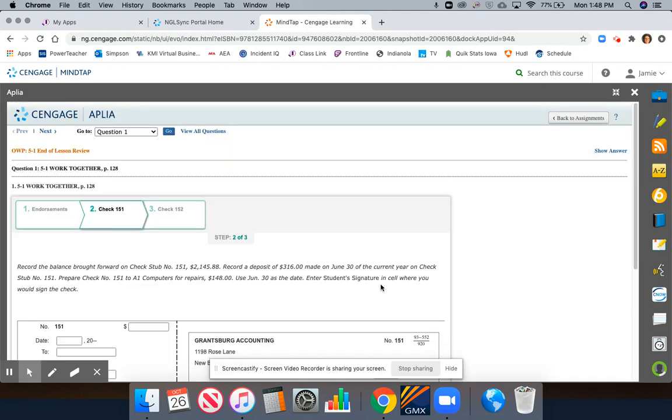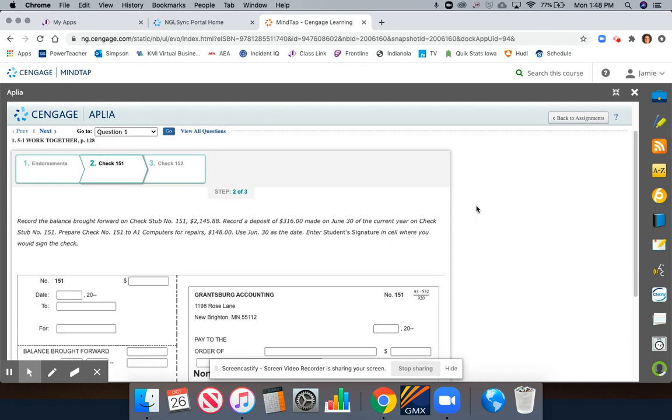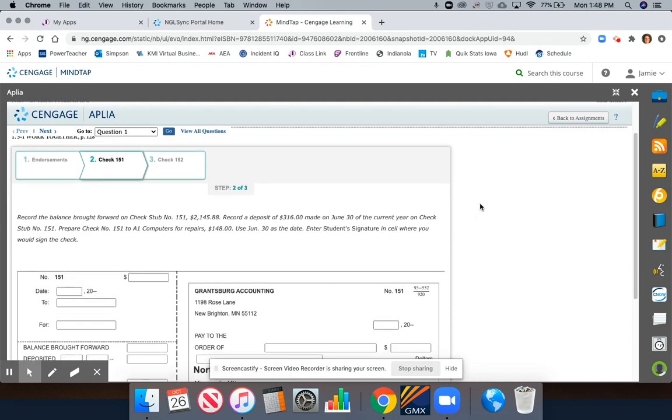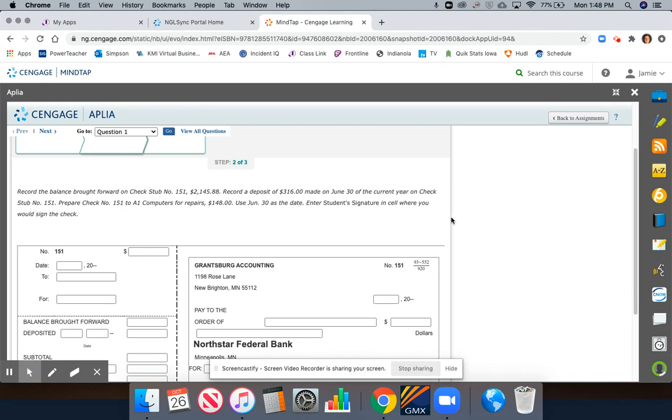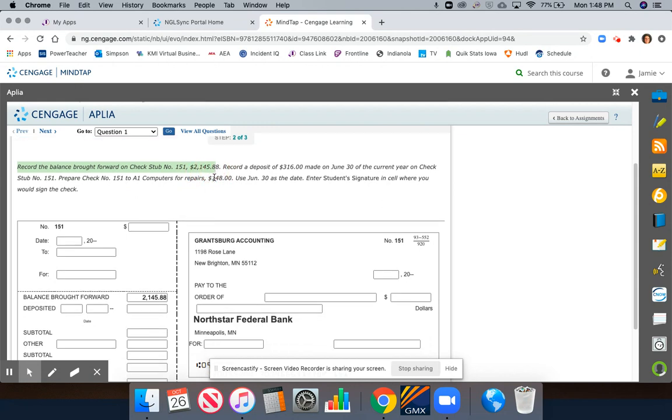Next, we need to write check number 151. So we have a lot of instructions up here at the top that we need to follow as we write out each check. So it's important to start out by filling out the check stub first, always. So the balance brought forward is $2,145.88. That is coming from this very first instruction, balance brought forward, $2,145.88.